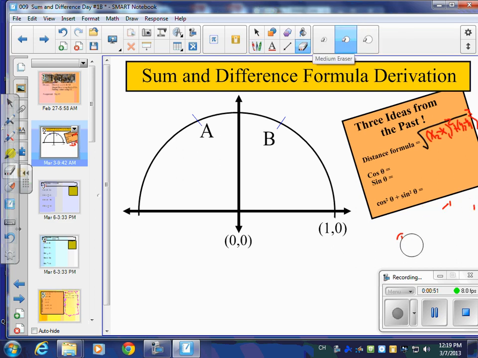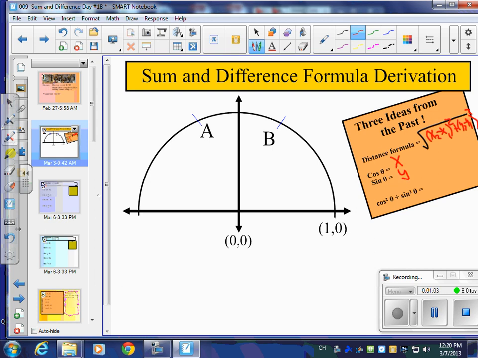I want to use that today. The other thing I want to remember is that cosine theta is the same as what on an xy coordinate system? X. And what's sine? Y. And then what is cosine squared plus sine squared equal to? 1. So write those down real quick.